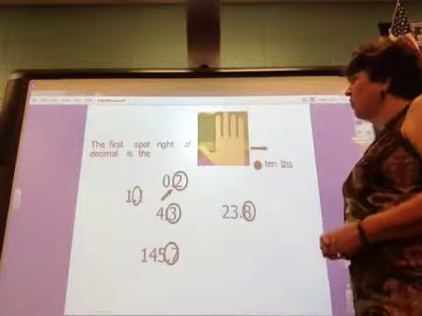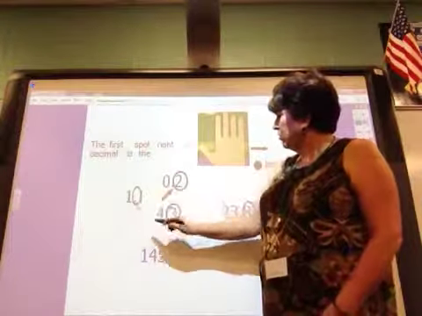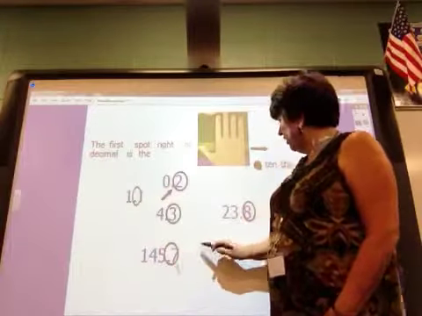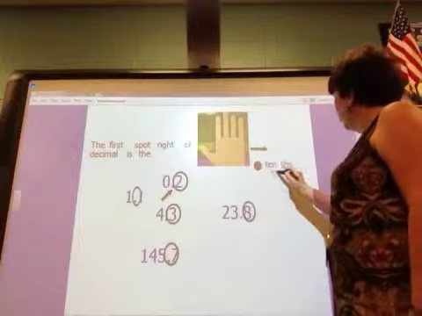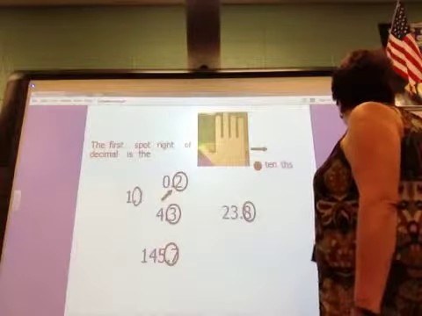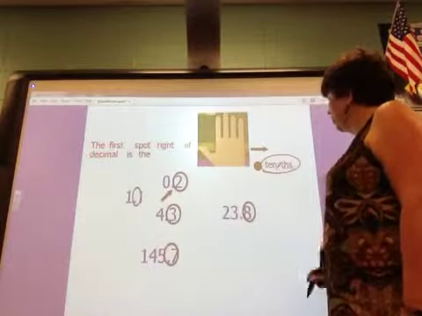Alright, so the first spot right of the decimal, so here's your decimal. The first spot is your tenths. It is your tenths. Please do not separate it when you write it. It is one word. Sorry. It is one word when you write it. There is no space in between there.